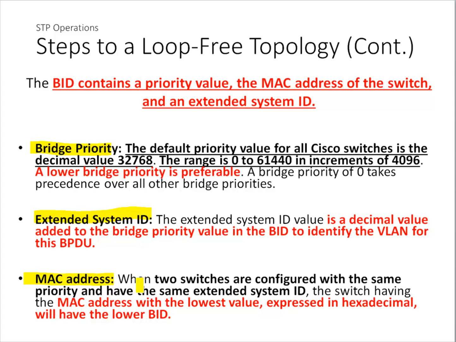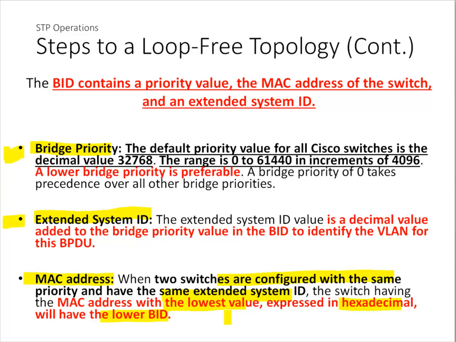Now, if 2 switches are configured with the same priority value and have the same extended system ID, so bridge priority and extended system ID are the same for 2 switches, then they are going to look at the MAC address. The lowest value of the MAC address, expressed as a hexadecimal number, will give the lower BID. Whichever is lowest is taken.